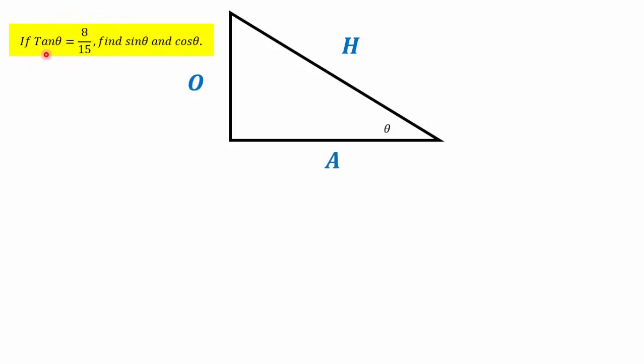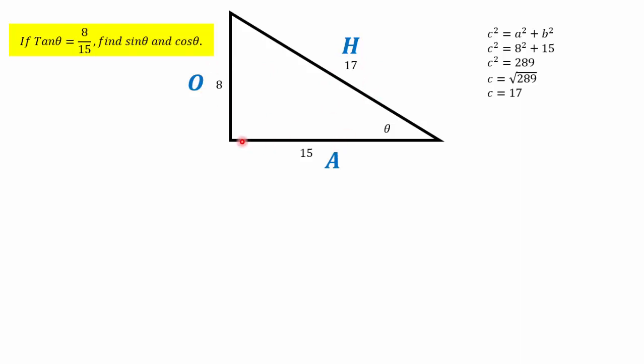In this case, it's tan. Tan is O over A. So 8, being the numerator, must be O. And 15, being the denominator, must be A. Once you've done that, you can use Pythagoras' theorem to figure out the unknown side. In this case, it's 17.